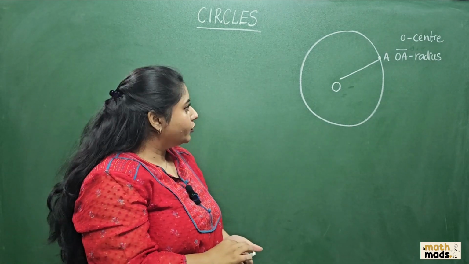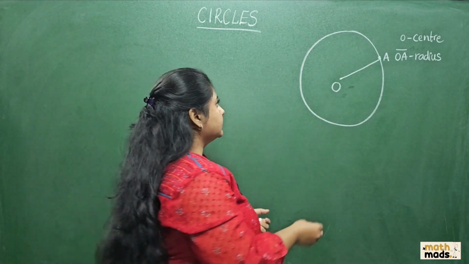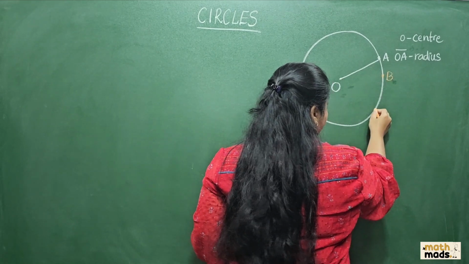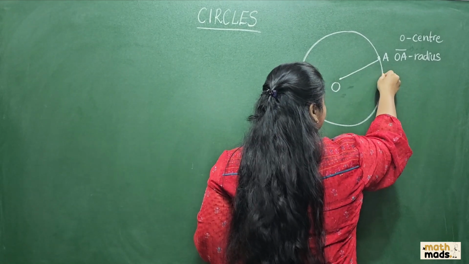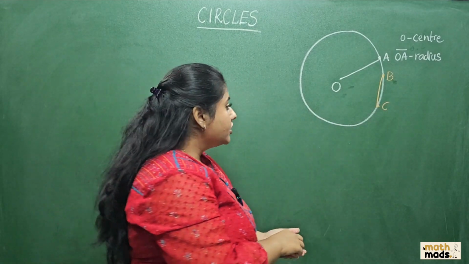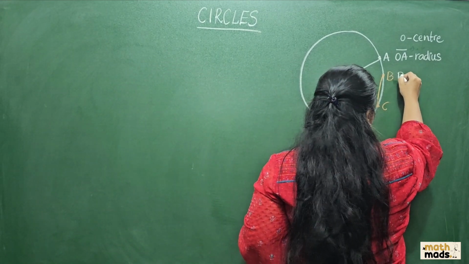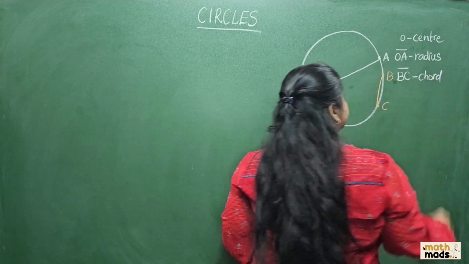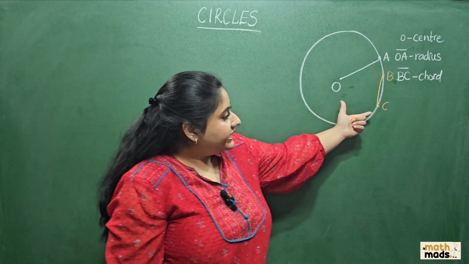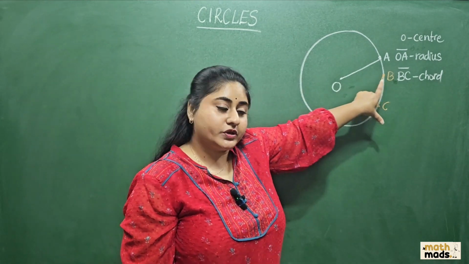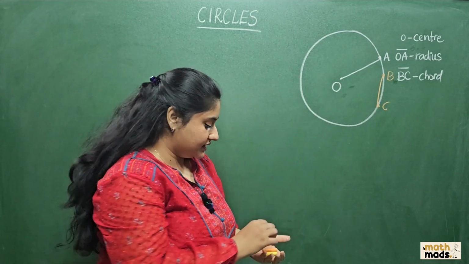Suppose I take two more points on the circumference of the circle. Let me say B and another point C, and I join them. Then what do I get? This BC is called chord of the circle. Chord of the circle. Now, let me take this BC and let's say it passes through the center of the circle. Same situation, but it is passing through the center of the circle.